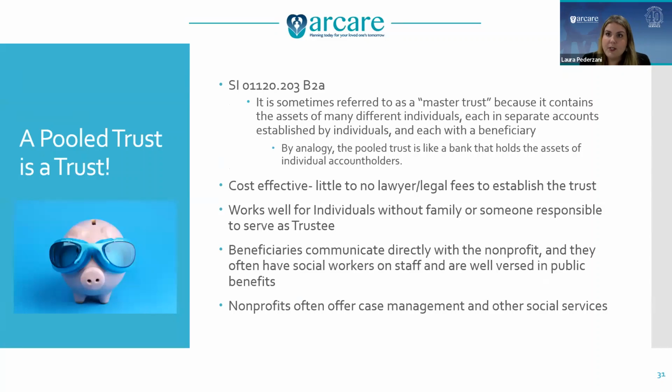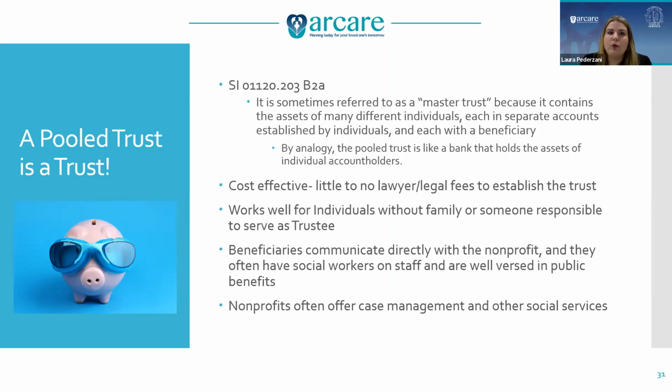So we talked about pooled trusts, and we've talked about private trusts. I wanted to reiterate that a pooled trust is a regulated trust and is allowable as far as it goes with Medicaid eligibility and continuing those benefits. The Social Security Administration sometimes refers to a pooled trust as a master trust, again because it contains the assets of many individuals, each in separate accounts, each with their own beneficiary. So we think of it as a bank that holds the assets all together in one place, but each individual has their individual account, and those assets are held that way.